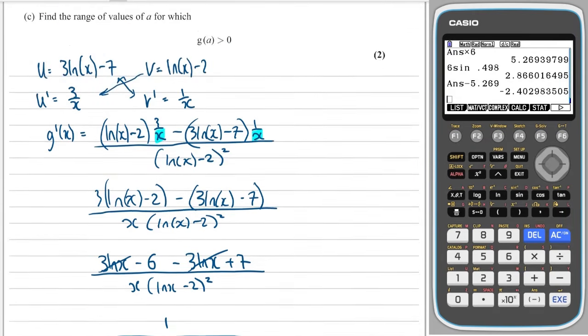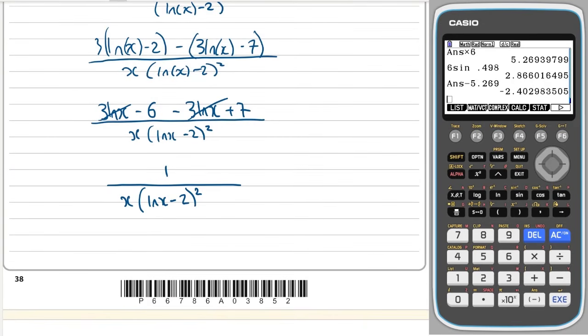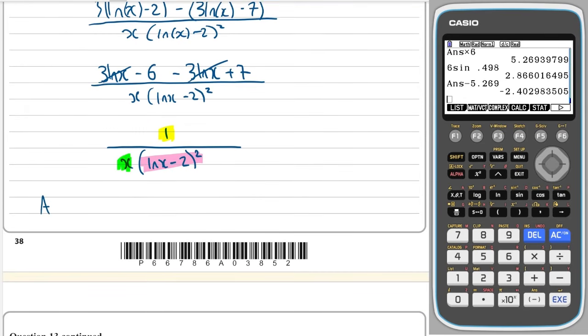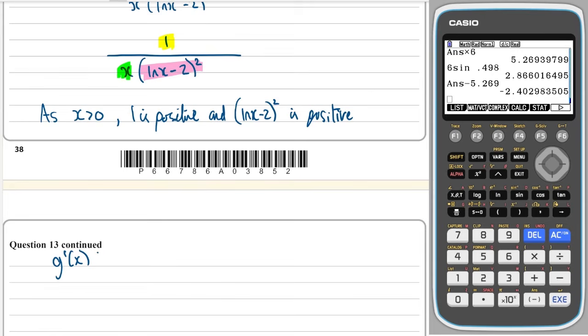Okay. Now, this is important. x has got to be greater than 0, which means that this is positive. We know that 1 is positive, and we also know that this is a square, so therefore that's positive as well. So we can say that as x is greater than 0, 1 is positive, and ln of x minus 2 squared is positive, g dash of x is positive.